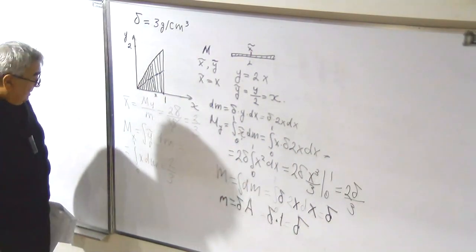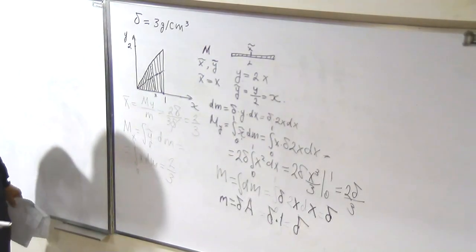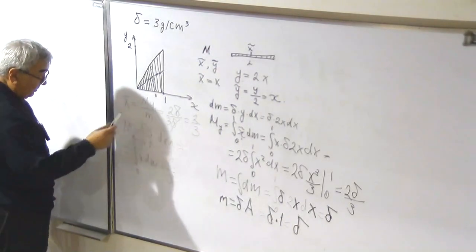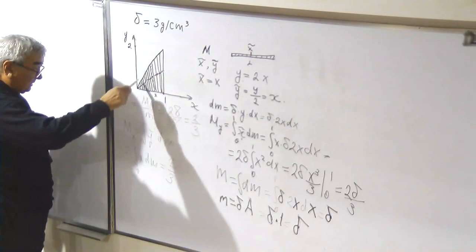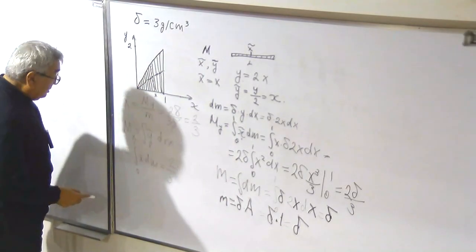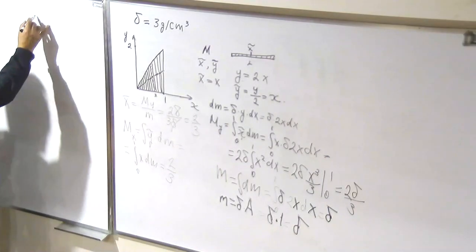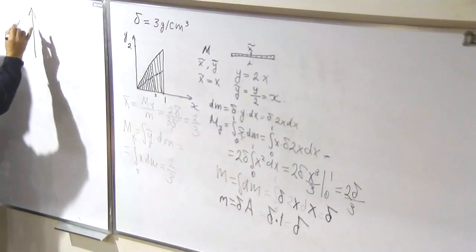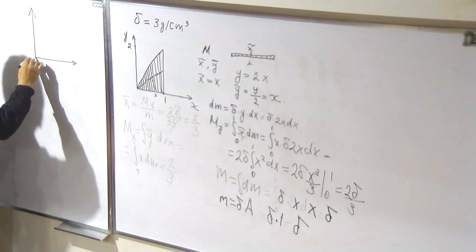Well, let us now consider another possibility to find the center of mass. Before, we took the strips vertical. Now I will consider horizontal strips. That means I will take now this case, again the same plate.